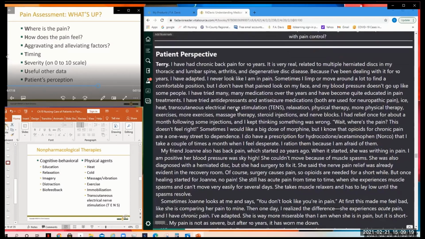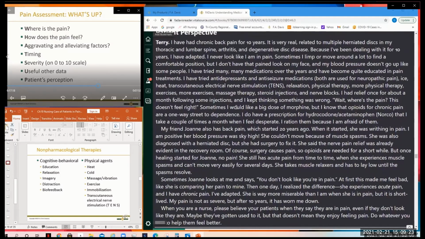Patient perspective, Terry. I have had chronic back pain for 10 years. It is very real, related to multiple herniated discs in my thoracic and lumbar spine, arthritis, and degenerative disc disease. Because I've been dealing with it for 10 years, I have adapted. I don't look like I'm in pain. Sometimes I limp or move around a lot to find a comfortable position, but I don't have that pained look on my face, and my blood pressure doesn't go up like some people.